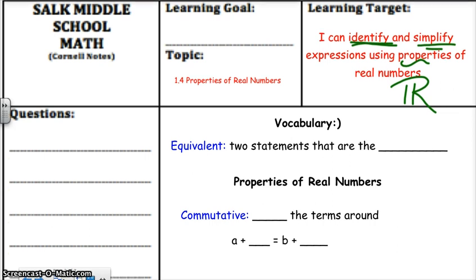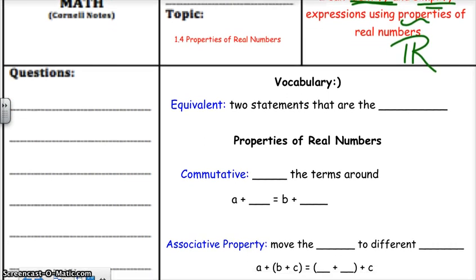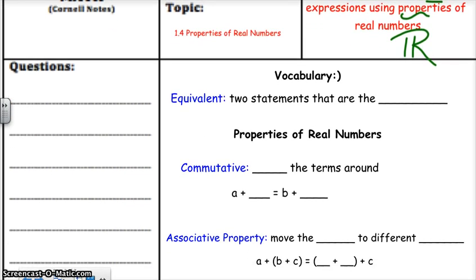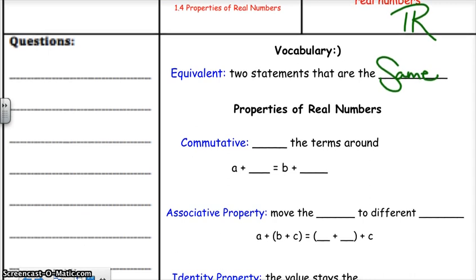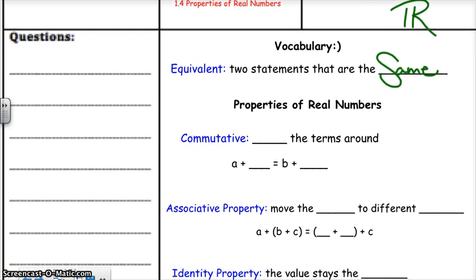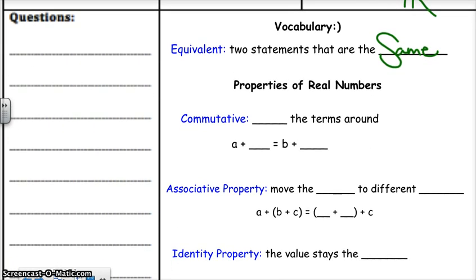Okay? Vocab associated with this today. Properties all have to do with making equivalent statements. So you need to know what equivalent means. It means two statements that are the same. Two statements that are the same. That's the only vocab word associated.